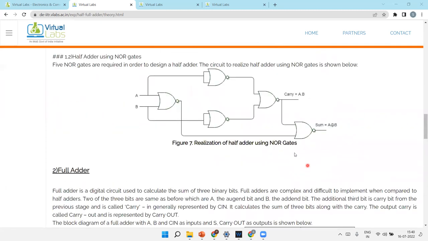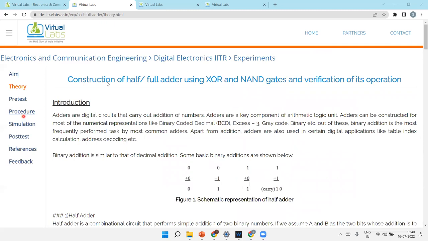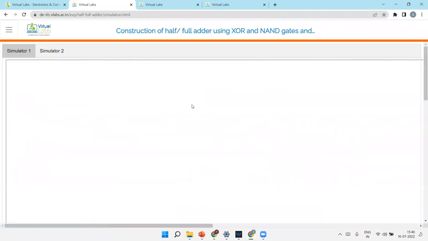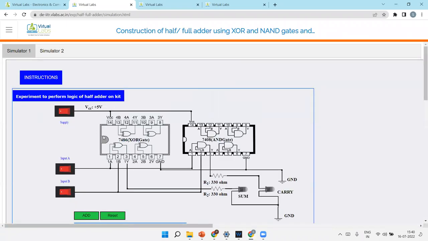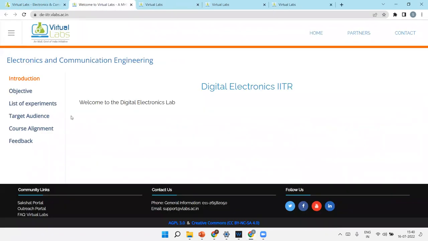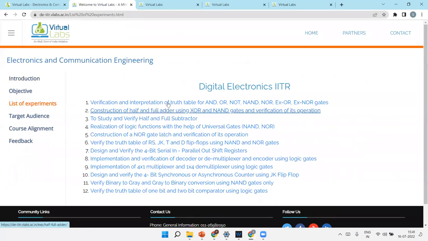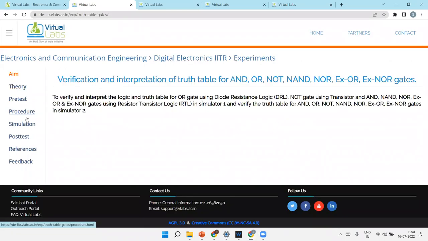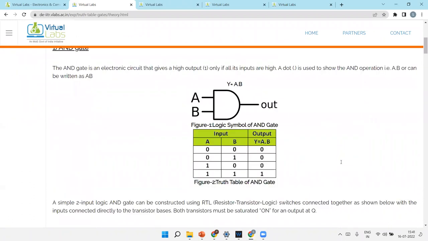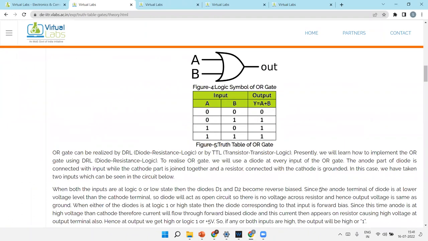So now next is the procedure. You can see the procedure yourself. I'm directly showing you the simulation, a simulation of half adder. This is simulation one. If you remember the theory, in the theory part, half adder sum was A XOR B and carry was A into B. In theory, this half adder circuit was this.